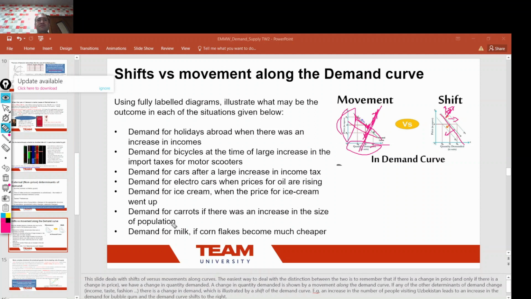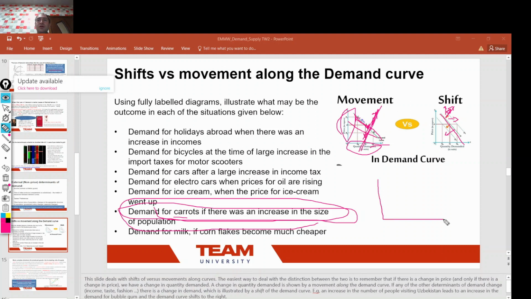For example, let's analyze that case: demand for carrots if there's an increase in the size of population. So we're analyzing the carrots market, some market for carrots. Just let me draw the initial situation. The original situation is assumed to be there for that very market for carrots.